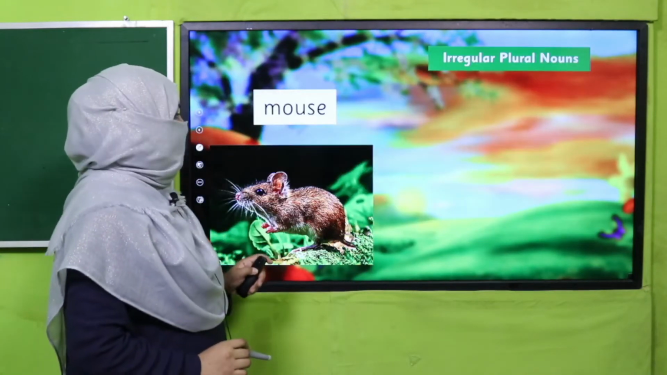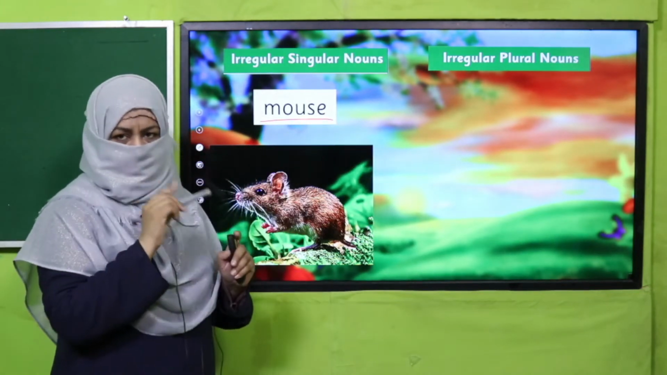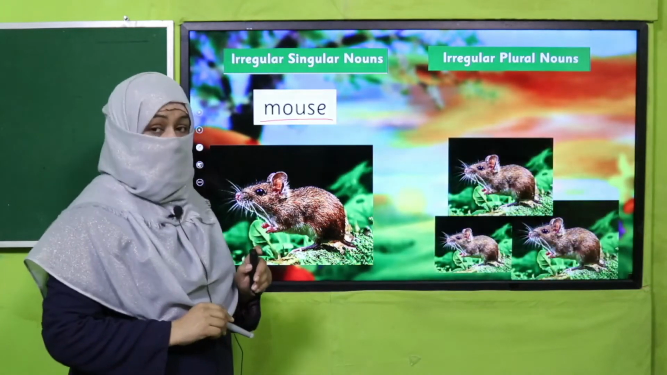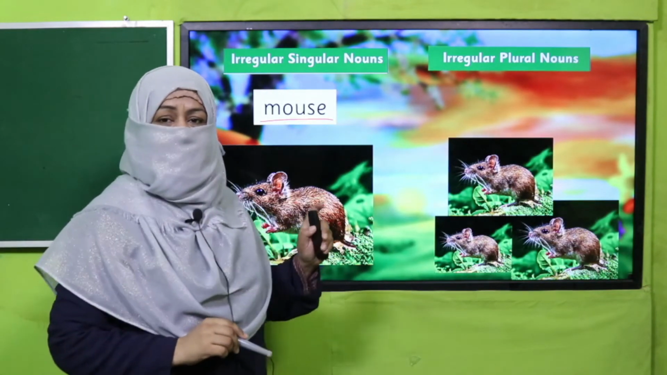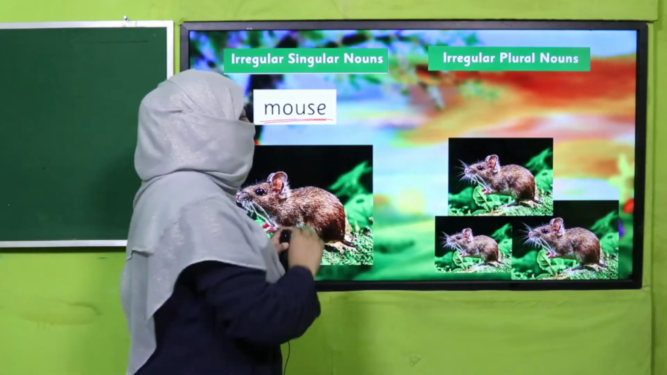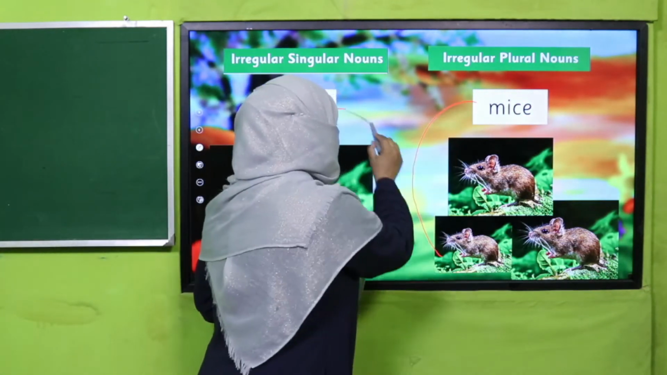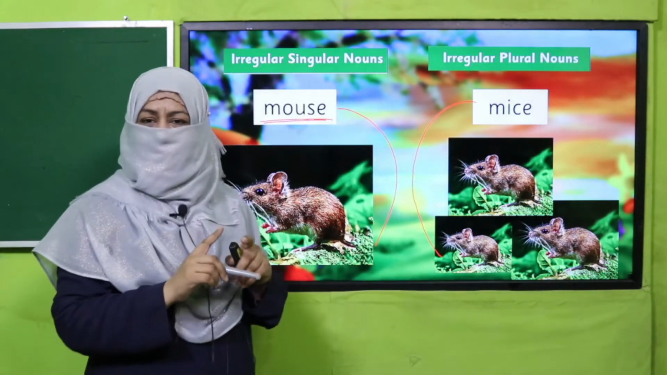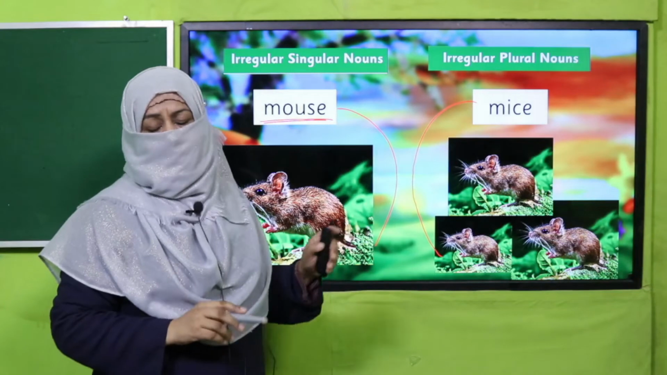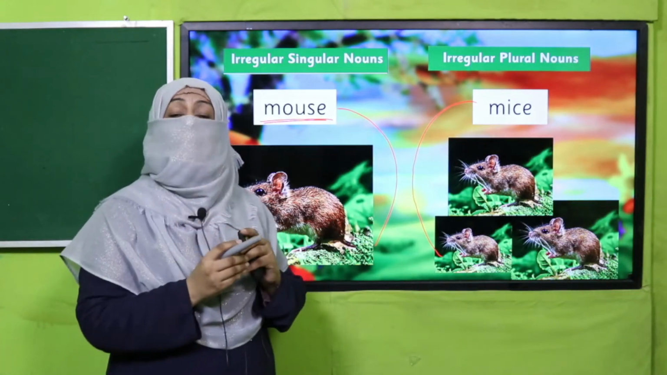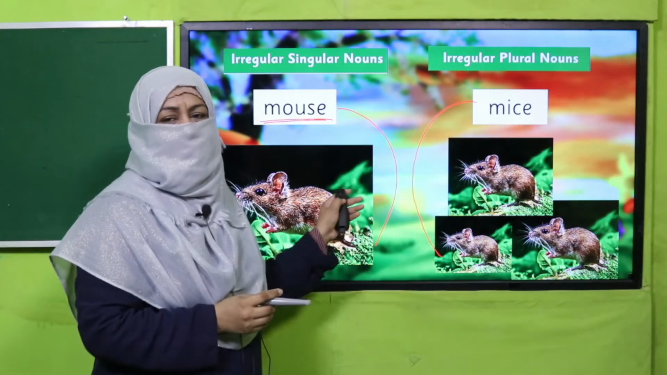The other example is mouse. For one mouse, it's a singular noun. But if they are more than one, then the irregular plural noun rule applies and the spellings totally change and they become mice. And for these types of nouns, we have to learn them. We have to find out how many nouns are there. There are many, but a few we have to learn. There are no rules that we can apply, so we have to learn them.